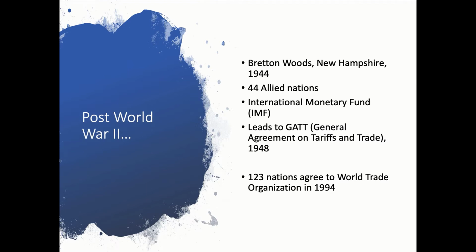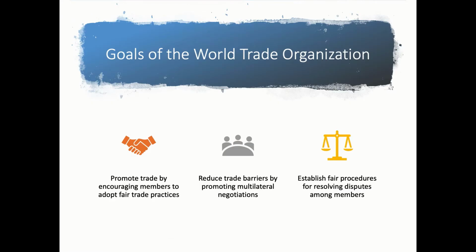The WTO, or the World Trade Organization, exists for three primary purposes when you think about nations trading with one another: to promote trade by encouraging WTO members to adopt fair trade practices, to treat each other fairly. We'll talk about that in just a sec. In addition, the middle bullet point there, to reduce trade barriers between countries by promoting multilateral negotiations. And third, to establish fair procedures for resolving disputes among WTO members.